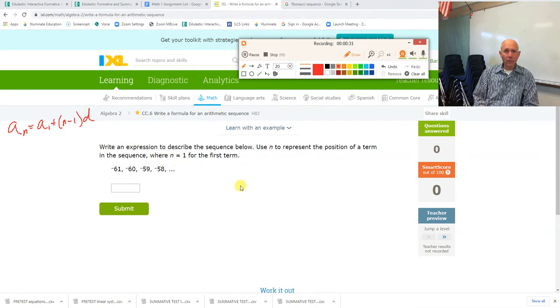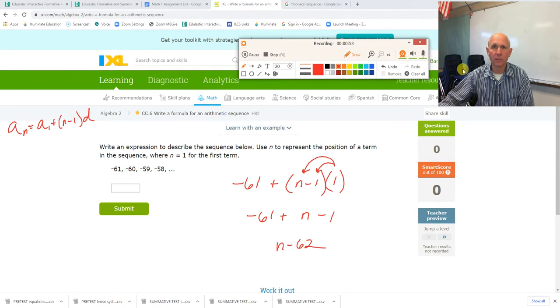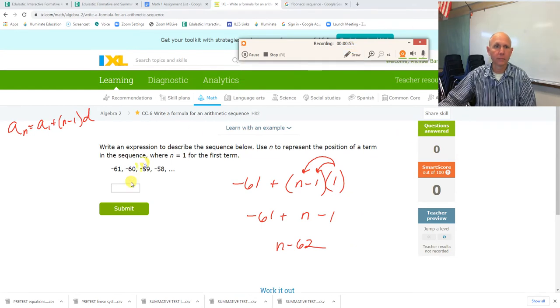Okay, so value of the first term is negative 61 plus n minus 1 times the difference. The difference here is plus 1. It's going up by 1 each time. Then I do a little distribution. So negative 61 plus n minus 1. So n minus 62 when it's all simplified down. If I plug in a 1, out comes a negative 61. If I plug in a 2, out comes a negative 60. Seems to be working.